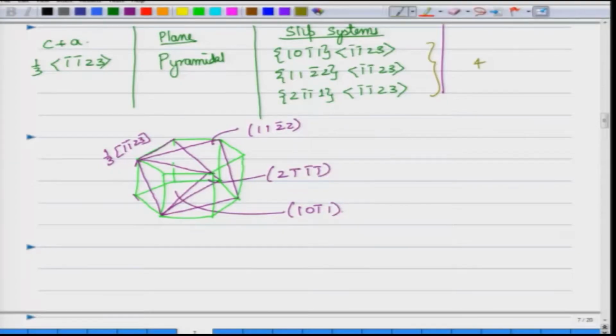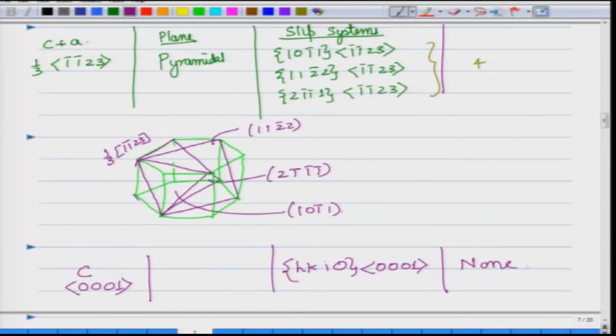But before that, there is one more thing that I want to let you know, that there is still another type of slip system theoretically possible, where you have only C type of Burgers vector, but unfortunately this does not exist on any plane. So, you will write it like this, and there is no independent slip system, meaning this does not exist. So, theoretically it is there, but practically we do not see anything like this.